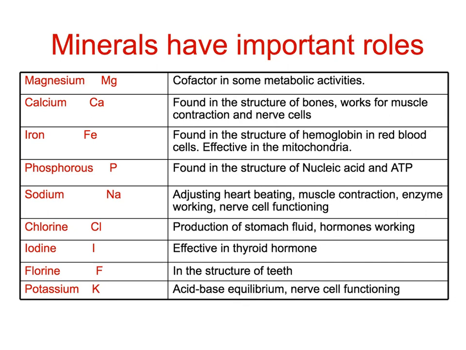For example, magnesium works as a cofactor. Cofactor means it's a helper of enzymes, some inorganic molecules which help the enzymes in metabolic activities. Calcium is important for your bones and teeth. You obtain calcium from milk, and when you do not obtain a good amount of calcium in your diet, you lack calcium and your bone structures get less healthy. Also, it helps muscle contraction.